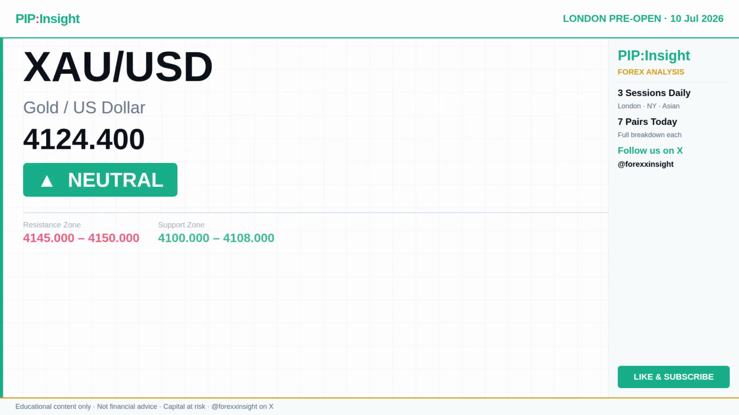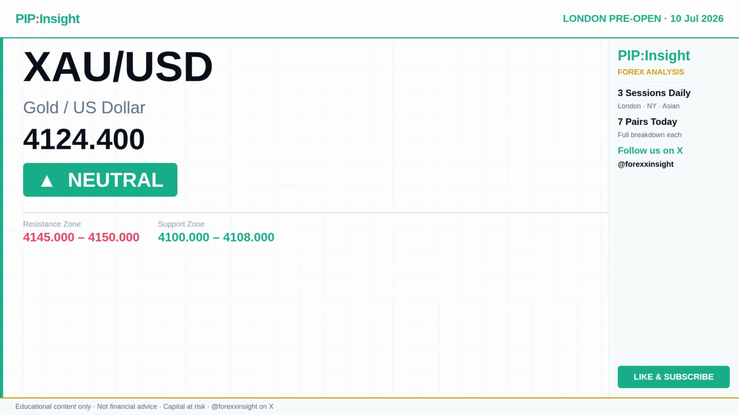If you've been waiting for the gold breakdown, here it is. Heading into the London Open, gold is sitting right in the middle of its recent range, currently around 4,124, and the overall bias is neutral with a weak lean at best. There's no strong directional conviction here, and the chart reflects exactly that.